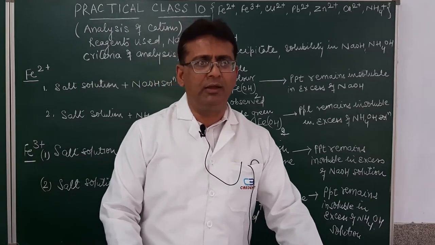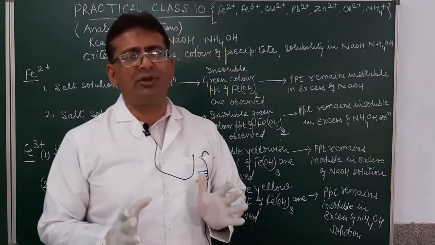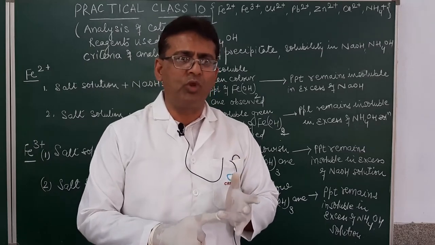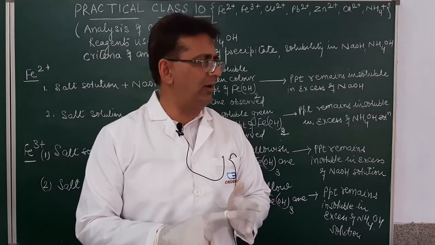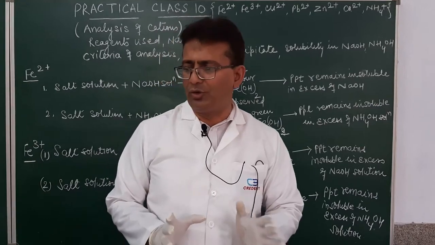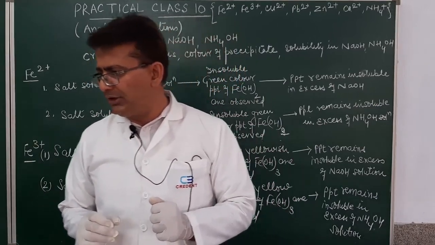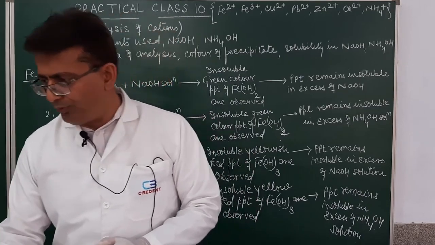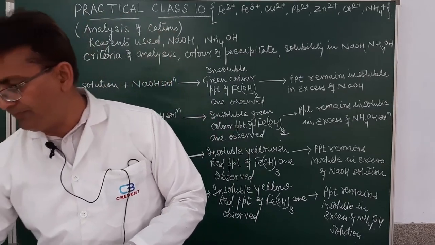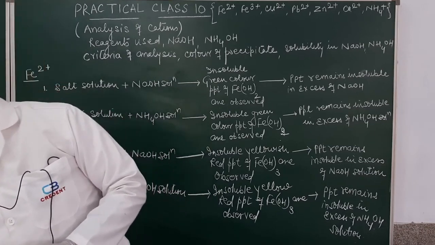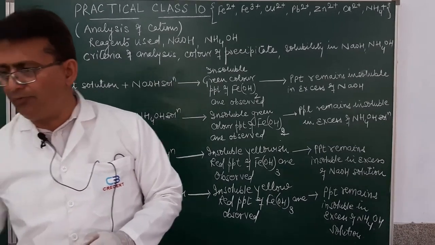So I think the observation criteria must be very clear. We have to observe the color of the precipitate and the solubility in the lesser amount and in excess of sodium hydroxide solution. Now we will try to demonstrate to you this practical. Before we start doing the practical, let me first of all show to you all the reagents that we will be using.